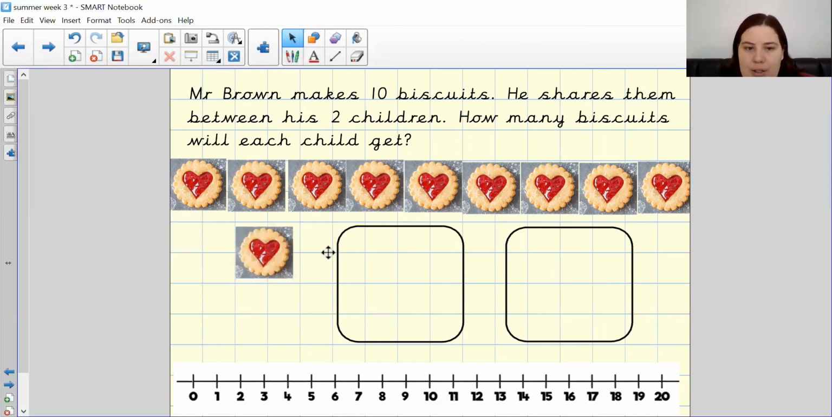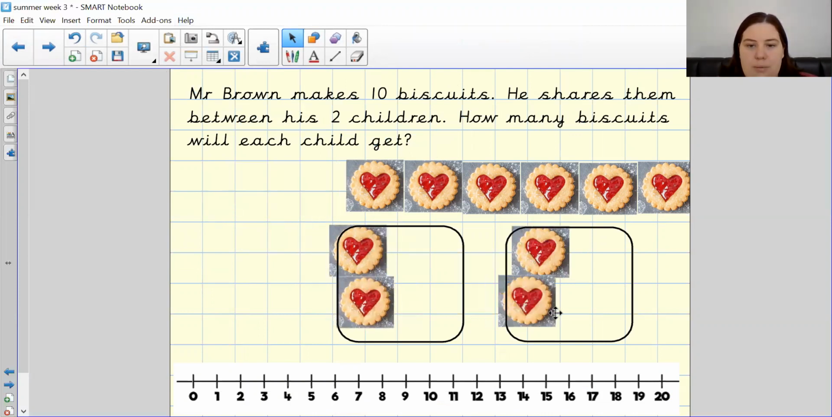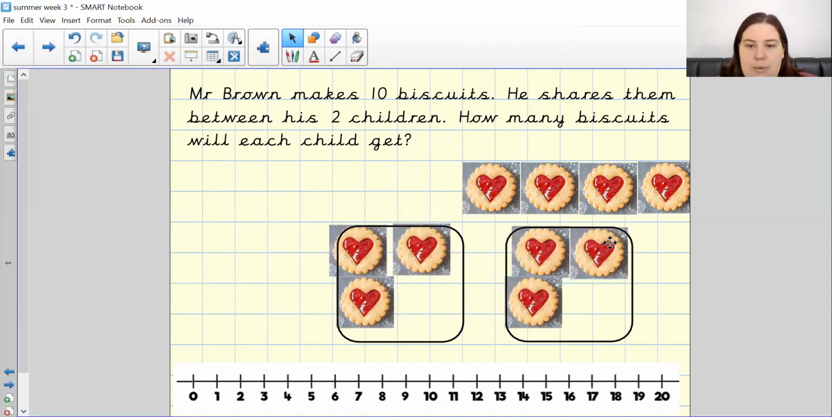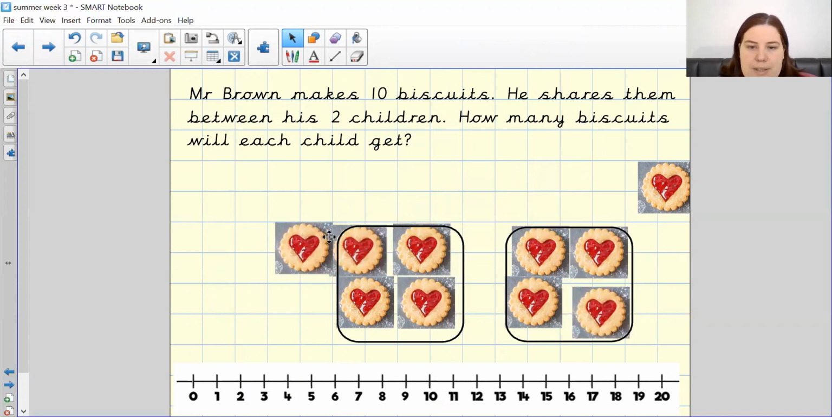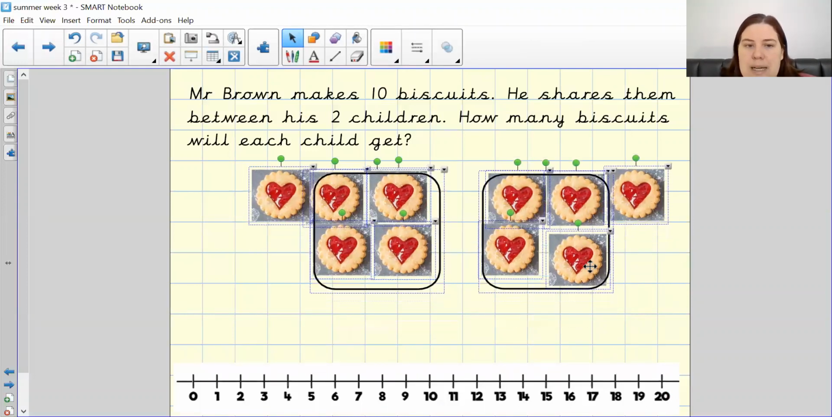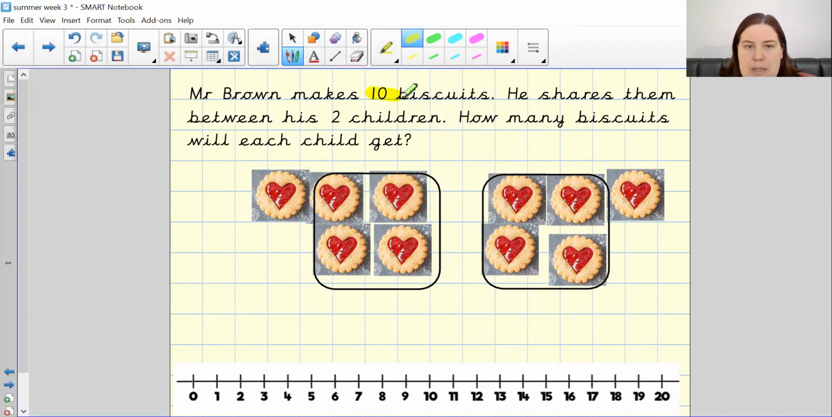So I could easily just put 1, 1, 1, 1, 1, 1, 1, 1. Oops, there's not enough space. 1 and 1. So I could have done it in that way. Or what I could have done is used a number line and jumped back in 2s, because I know that I had 10 biscuits to begin with, and then it is going between 2 children. So that means I need to jump in 2s.